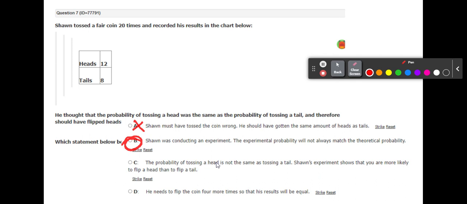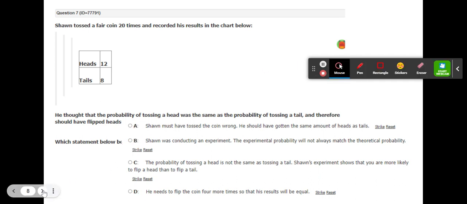The probability of tossing a head is not the same. Yep, you have the same probability. 1 out of 2 if it's a fair coin. He needs to flip the coin 4 more times. We don't know that that's going to happen. You have a 50-50 chance every time of flipping a coin. So that one was B.